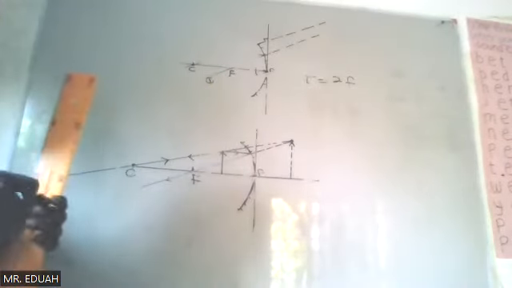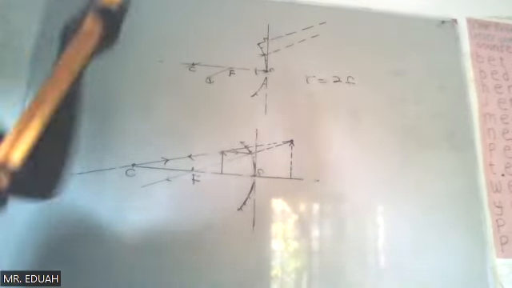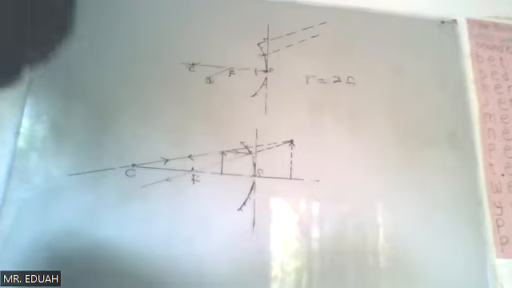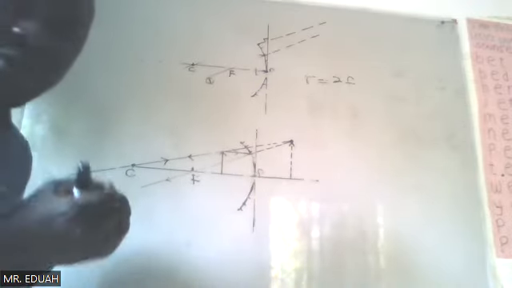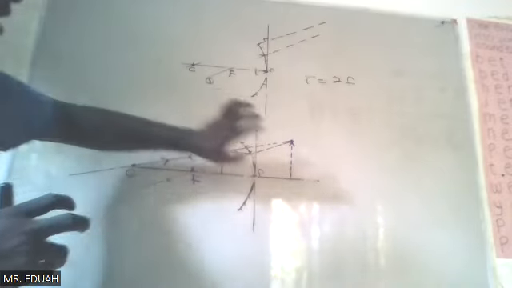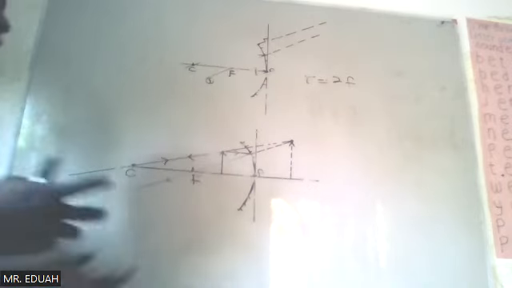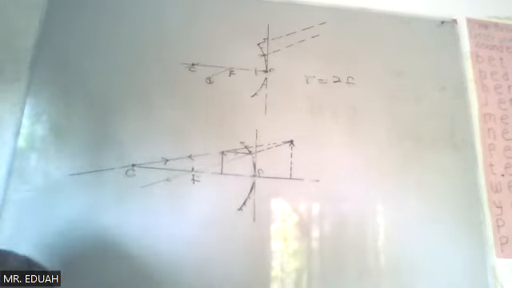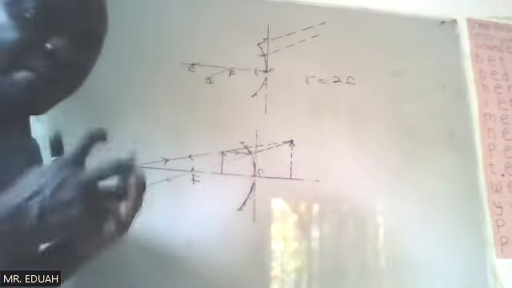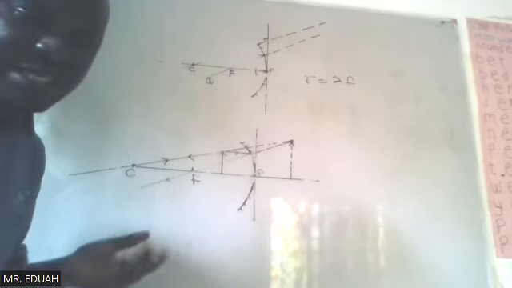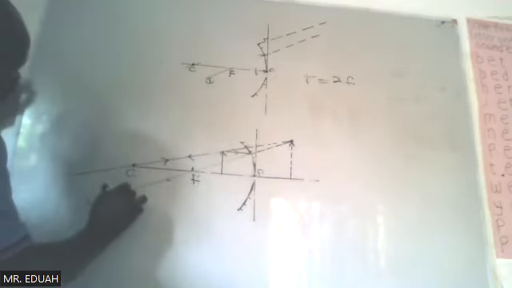Now, when reflected rays appear to converge at a point, the image formed is virtual, because here the reflected rays do not actually meet, but they appear to meet behind the mirror. And once an image is formed behind the mirror, as a result of the apparent intersection of reflected rays, then the image formed is virtual. So that is one characteristic of the image formed.